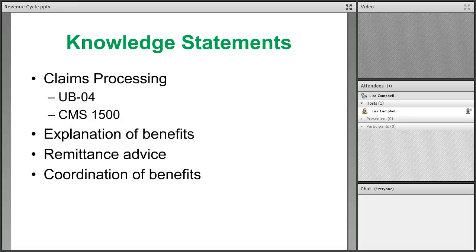And then coordination of benefits. This is when the patient has more than one insurance, how much those insurances are going to pay. It's not going to equal more than 100%. So remember, sometimes patients have a primary and a secondary insurance, and then they also have a third insurance, which is referred to as a tertiary insurance. Also, remember here, this is where the birthday rule comes into play.